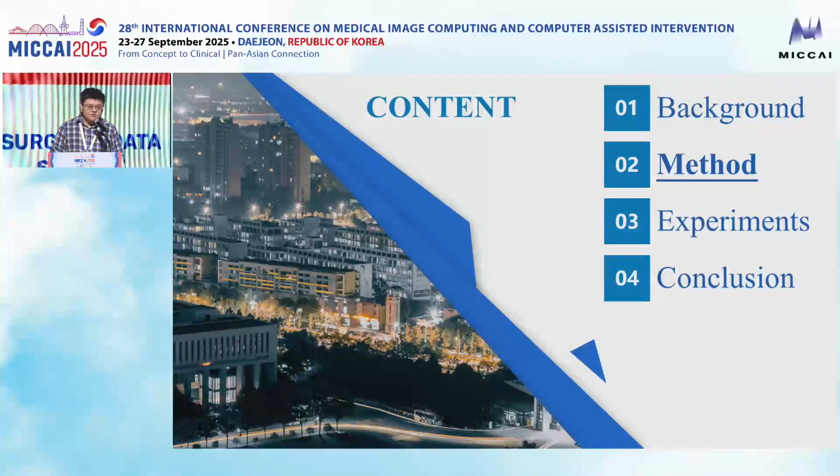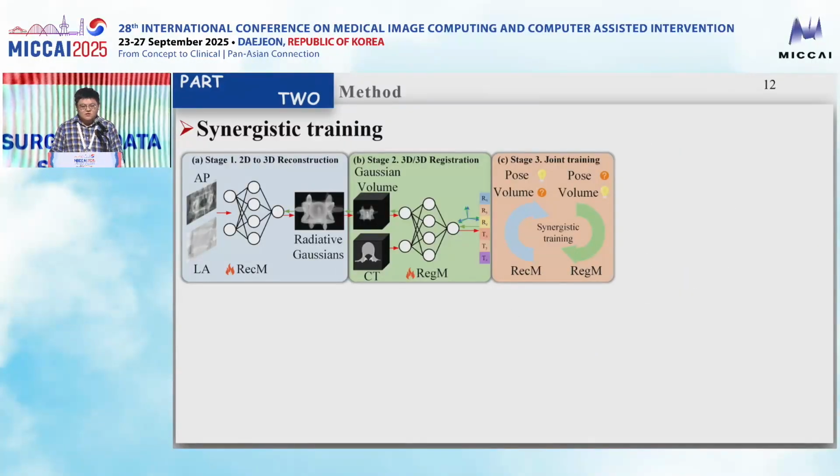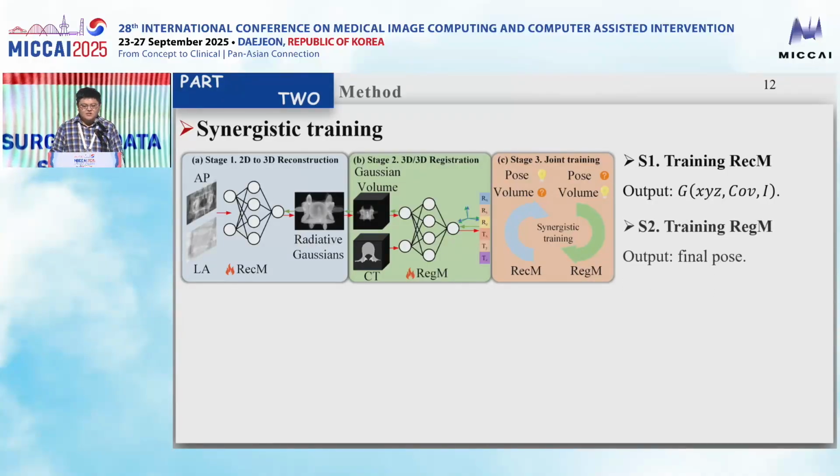Next, I will introduce the method part. Let's see the main workflow. First, let me introduce our synergistic training. At the first stage, we train the RadCam to predict the Gaussian parameters, and this net can provide a volume to RadGam. At the second stage, we train the RadGam net to predict the final pose by learning the relative spatial position of the Gaussian volume and the CT volume.